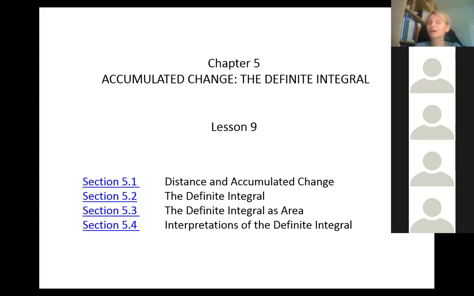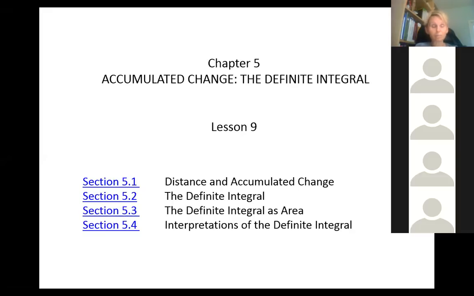This week we start chapter 5, as you probably noticed, and I saw a few posts on the discussion board. That's good that you did start working on lesson 9. That means I will introduce chapter 5, and we do have 4 sections.